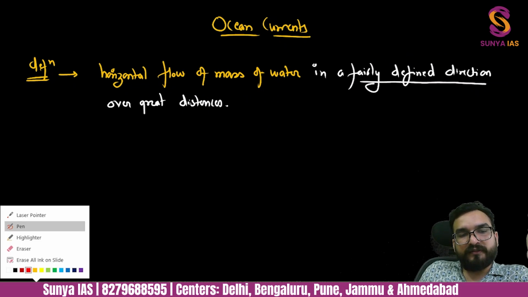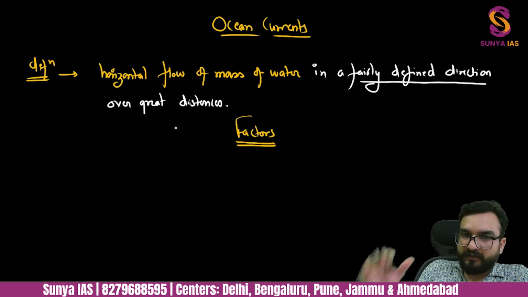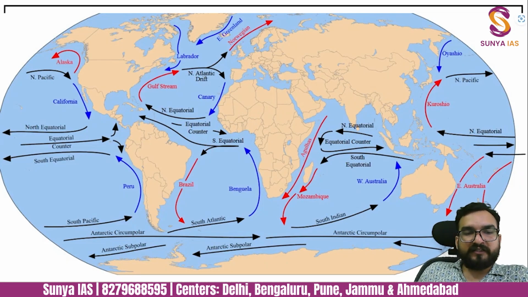So you have to understand the factors now, factors which are leading to the formation of ocean currents. Ocean currents are the horizontal flow of mass of water in a fairly defined direction over great distances. Simple. See this, guys, these are the ocean currents flowing in a specific direction over long distances. Ocean currents, what do you understand?